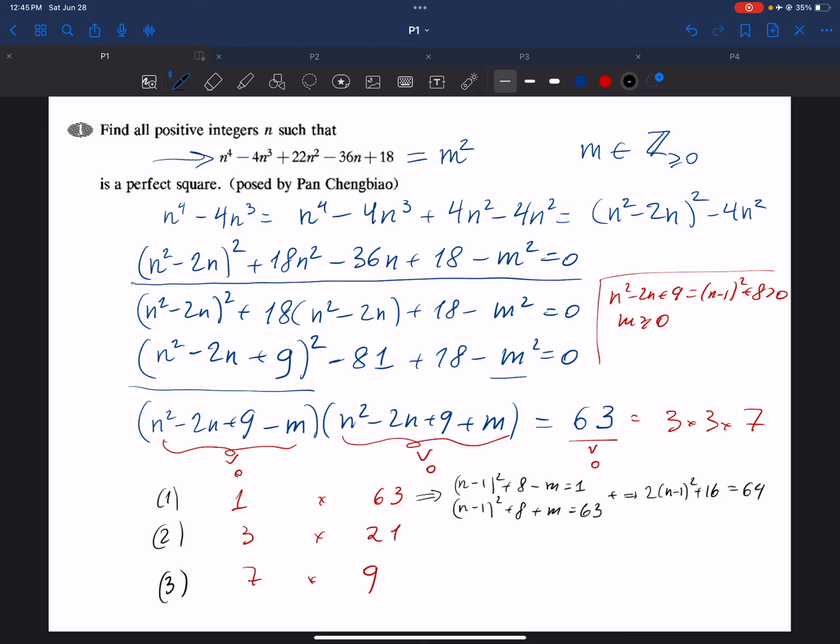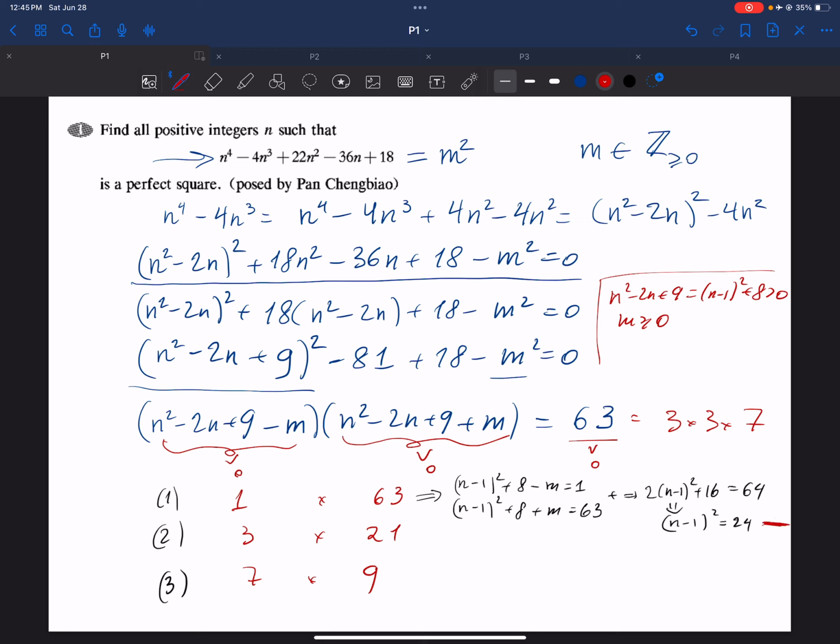In other words, well, 64 minus 16 is 48. 48 divided by 2 is 24, so we get that n minus 1 squared is 24. This clearly has no integer solutions because 24 is not a perfect square. All right, here we have no solutions.